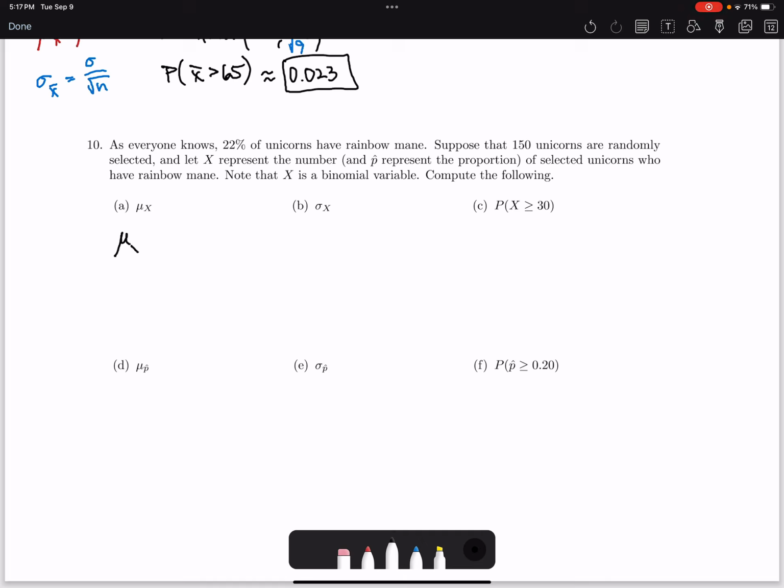Well, for a binomial variable, the mean is n times p. I think we've done this like 3 times so far in this section alone. N is 150. Maybe I'll color code it. N is 150 and P is 0.22. So we can type that into our calculator. 150 times 0.22 is 33.